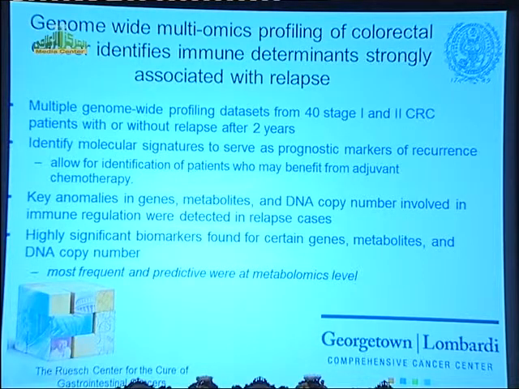And so the key abnormalities were in genes, gene expression, metabolites, DNA copy number, and the like. And what was interesting is when we did the analysis, we could distinguish the people who were the winners versus the losers at 2 years. And the most frequent and predictive, interestingly, were at the metabolomics level. And I should also mention that by a donation by the Rush family, we have a Rush Center for GI Cancer Research, which is part of the Lombardi Comprehensive Cancer Center at Georgetown.